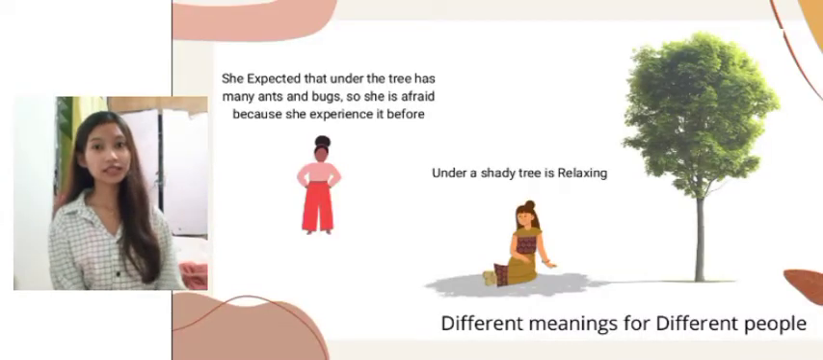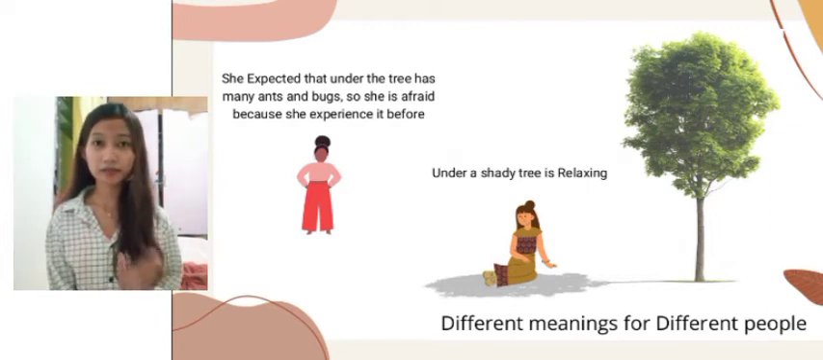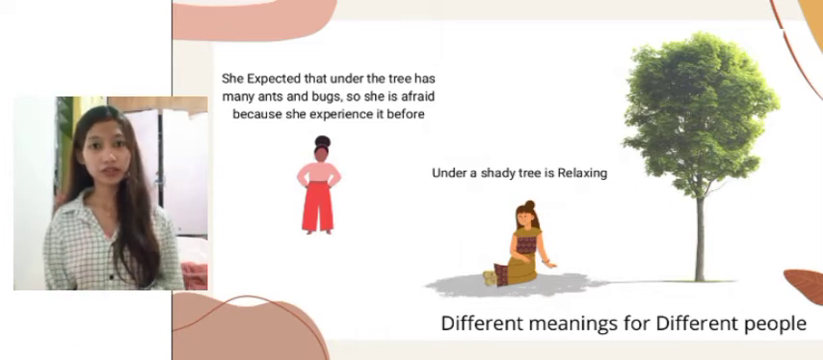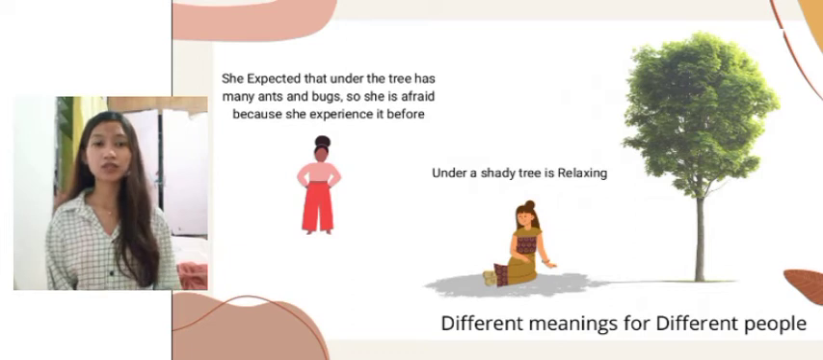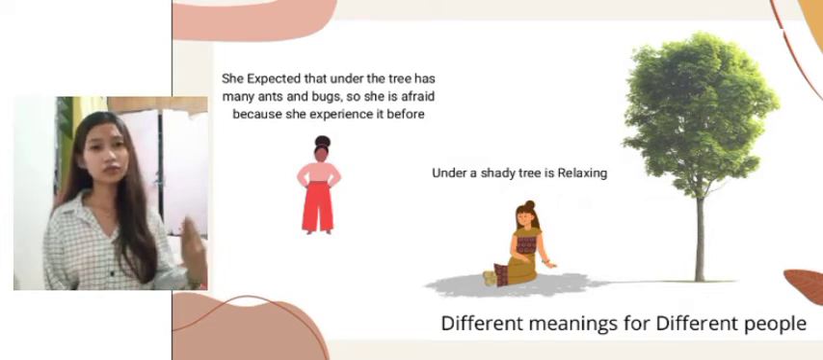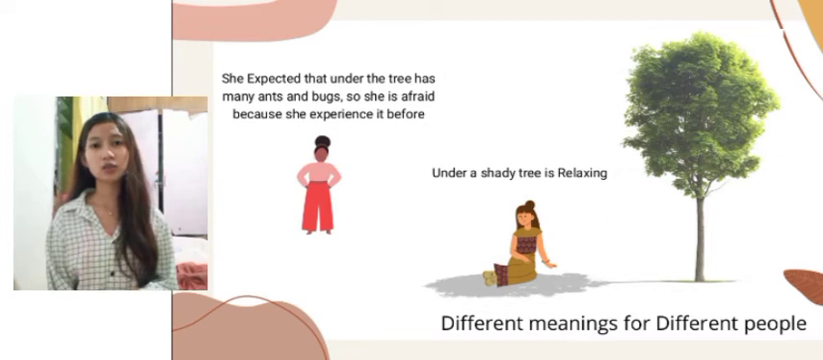As we can see in the presentation, there are two girls that have different perspectives. The one expected that under the tree there are many ants and bugs, that maybe she will be bitten by them, so she is afraid because she experienced it before. The other person says that under a shady tree is relaxing. Thus, we have different views of the tree, and so we act differently.